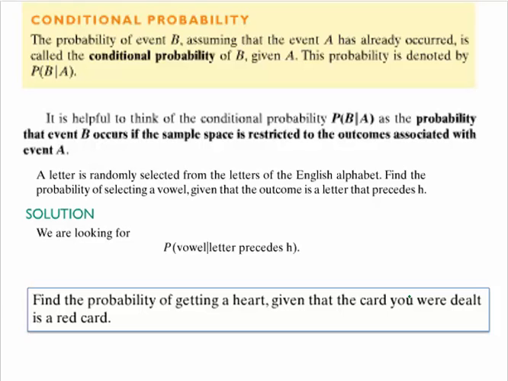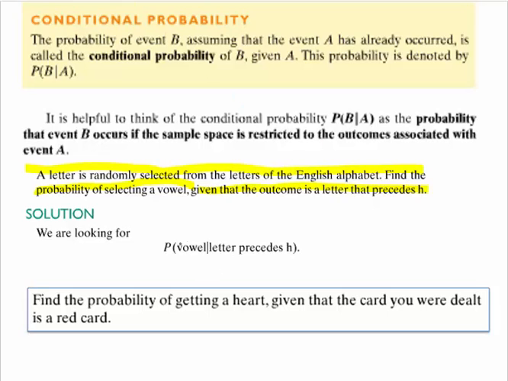Okay, conditional probability is very, very simple. It's when you say something like this: what's the probability of this happening given that happened? So here's an example down here. A letter is randomly selected from the letters of the English alphabet. Find the probability of selecting a vowel given that the outcome is a letter that precedes H.